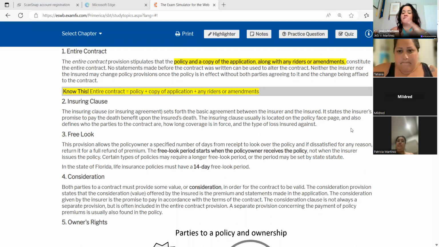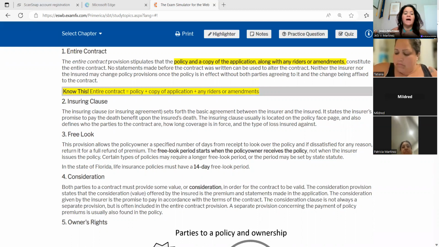So just like there are parts of an application, there are parts of a contract for the contract to be whole, legal and binding. The entire contract stipulates that the policy, copy of application, along with any riders and amendments constitutes the entire contract. So the entire contract also has 4 parts: the policy, the copy of the application, any riders or amendments.